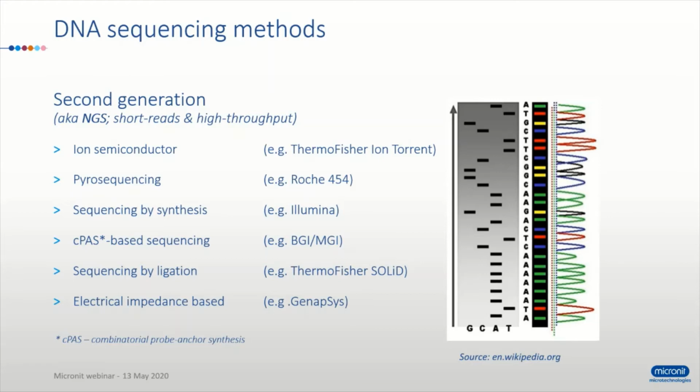Then there is CPAS-based sequencing. CPAS is an abbreviation for combinatorial probe anchor synthesis, which is used by BGI MGI, which is also a growing company based in China and now serving customers globally as well. Sequencing by ligation, used by the SOLiD tools of Thermo Fisher, and electrical impedance-based sequencing, which is used by Genapsys, maybe a bit less known to you. As said, quite some technologies in the next-gen sequencing arena, and most of these technologies use some kind of flow cell or consumable device to sequence the DNA.